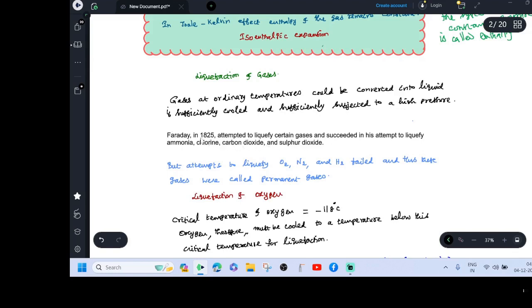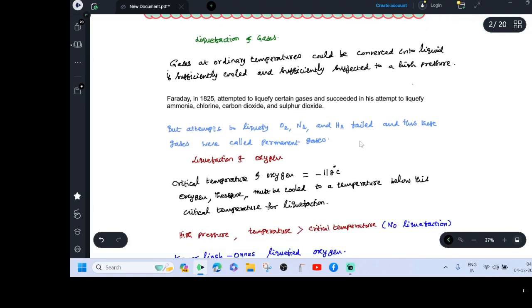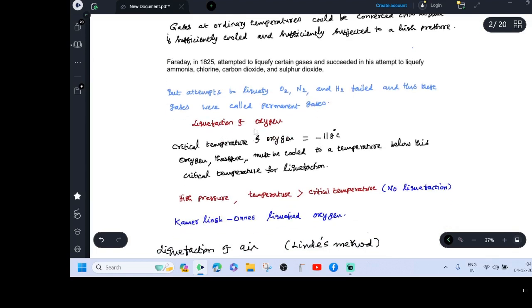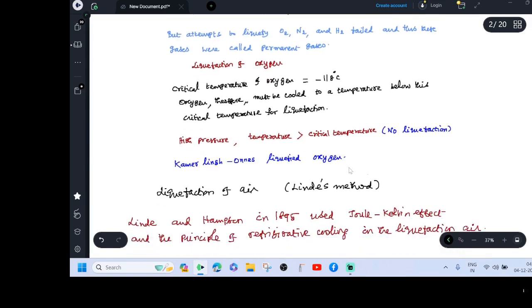Faraday in 1825 attempted to liquefy certain gases and succeeded in his attempt to liquefy ammonia, chlorine, carbon dioxide and sulfur dioxide. But attempts to liquefy O2, N2 and H2 failed, and thus these gases were called permanent gases. Liquefaction of oxygen: the critical temperature of oxygen is minus 118 degrees Celsius. Oxygen therefore must be cooled to a temperature below this critical temperature for liquefaction.